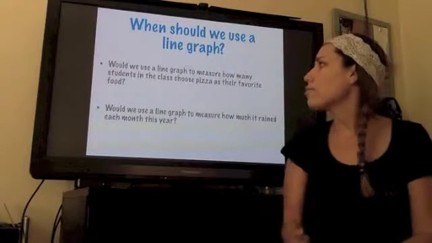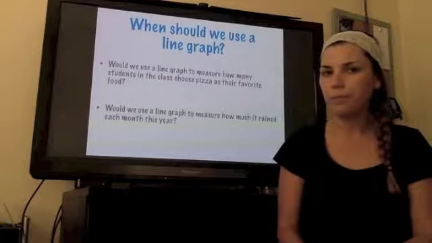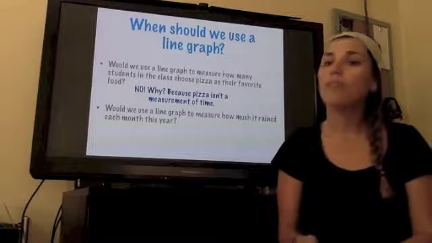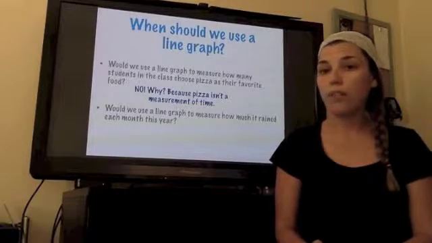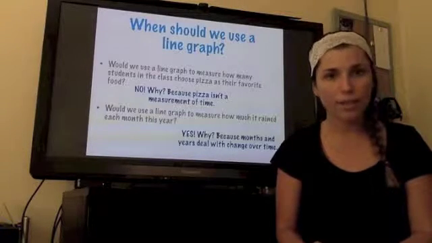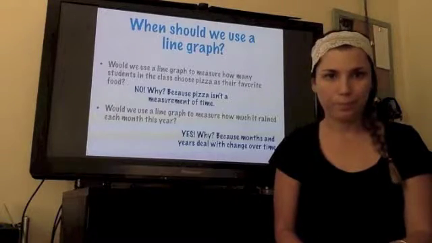Would we use a line graph to measure how many students in the class choose pizza as their favorite food? No. Why? Because pizza isn't a measurement of time. Would we use line graphs to measure how much it rained each month this year? Yes, because months and years deal with change over time.